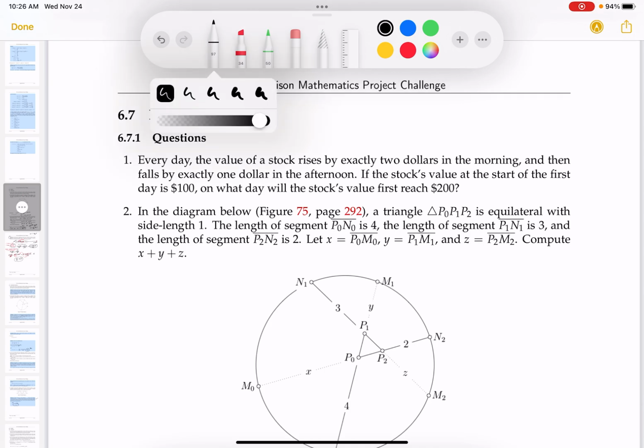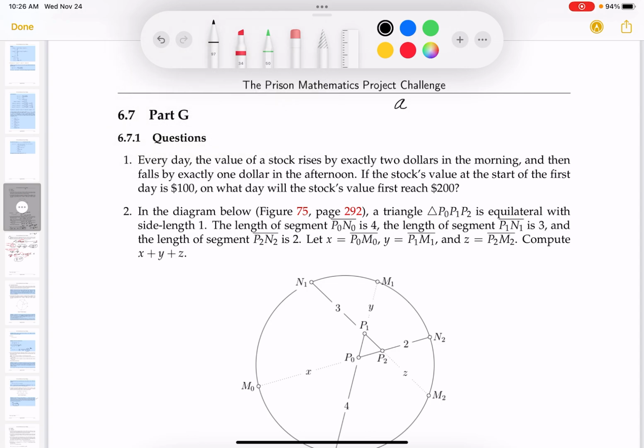And number one, it's about a stock. It says every day the value of the stock rises by exactly $2 in the morning and then falls exactly $1 in the afternoon. I understand that. If the stock's value at the start of the first day is 100, let's write this down.